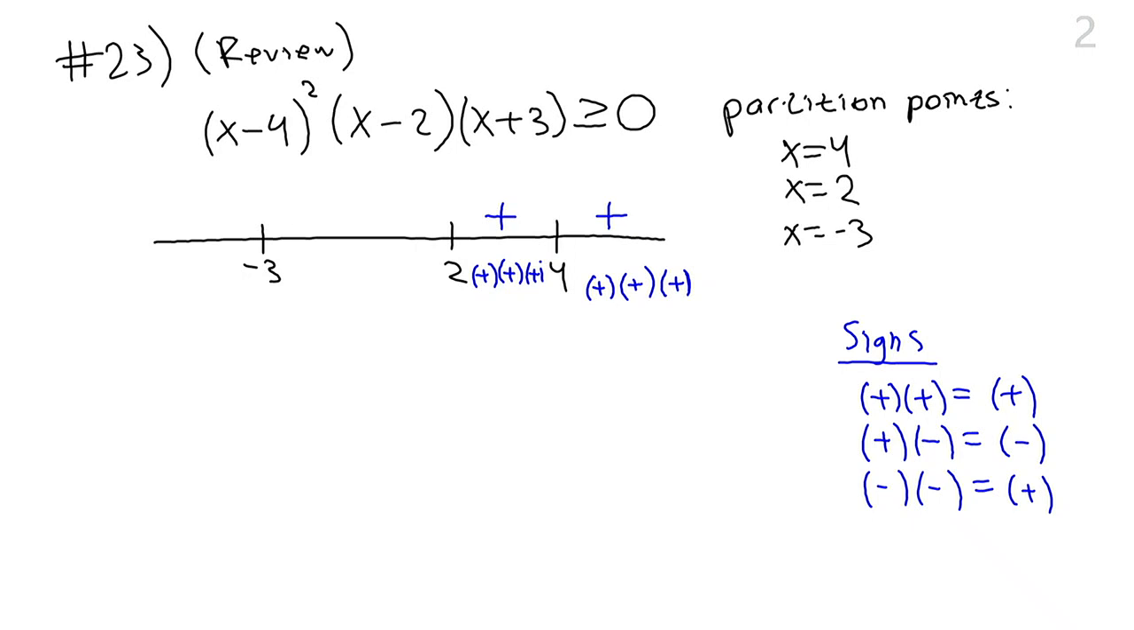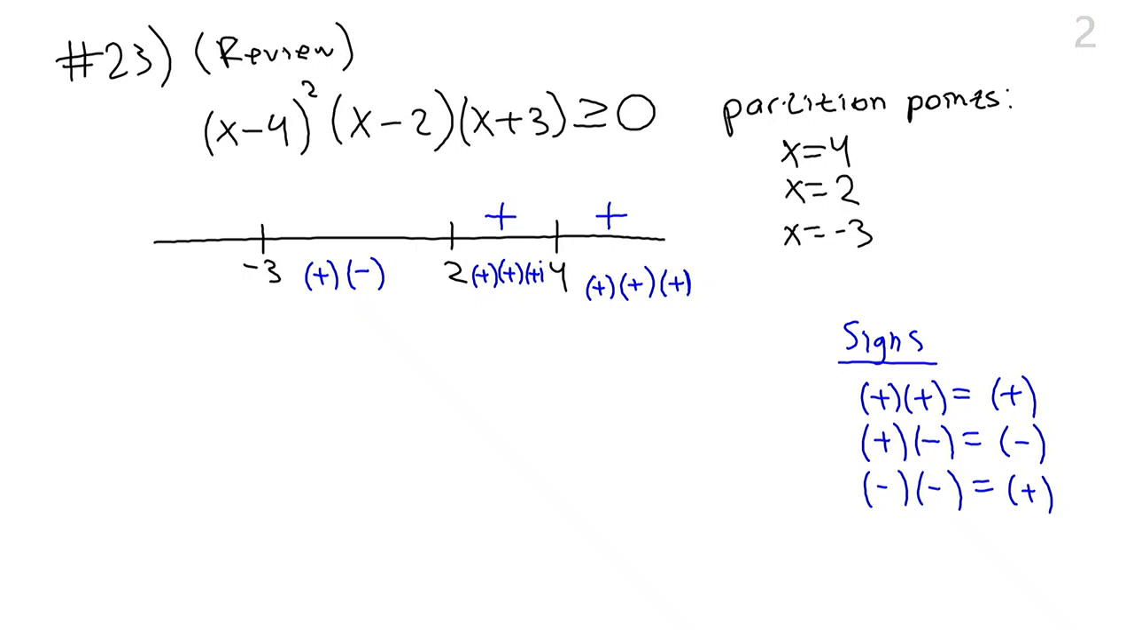If I plug in anything between -3 and 2, and a good test point is 0, I can also look at whether I'm going to be positive or negative. So the first factor is again positive because anything squared is positive. The second factor is going to be negative. Because if I plug in something like 0, 0 minus 2 is negative. And anything less than 2, when I plug in there, it's going to be negative.